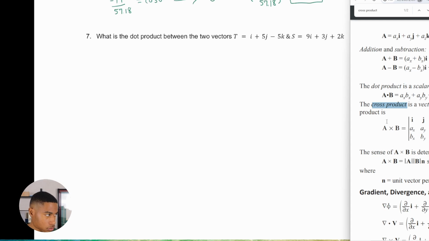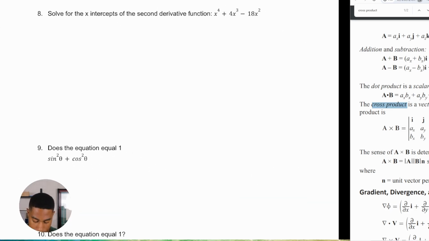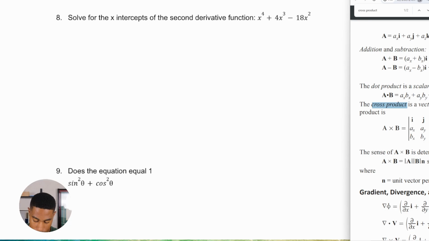See this? All right. So basically we want to do t dot s, and that's going to be the dot product, which equals 1 times 9 plus 5 times 3 minus 5 times 2. And so you're going to get 9 plus 15 minus 10. And all that should equal 14. So pretty simple there. All right, let's look at number 8.